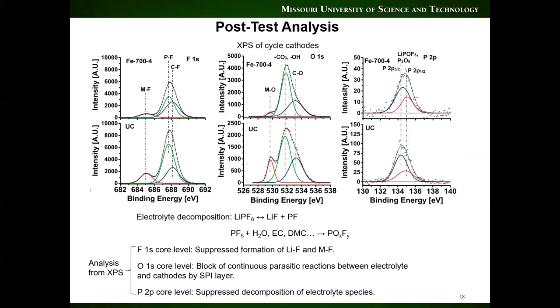Recalling the surface issue of cathodes, the interface of direct contact between cathode and electrolyte is crucial, especially for this high-voltage cathode. The electrolyte will be easily oxidized due to the high potential on the cathode surface. So we observed a thicker SPI layer on the modified sample, the Fe-700, than the uncoated LNMO, the UC, according to the MO, the metal-oxide oxygen bond in the oxygen 1s core level, and the corresponding lower decomposition species from electrolyte, including the metal fluoride, the MF bond, observed in the fluorine 1s core level, and the phosphorus fluoride observed in the fluorine 2p core level.